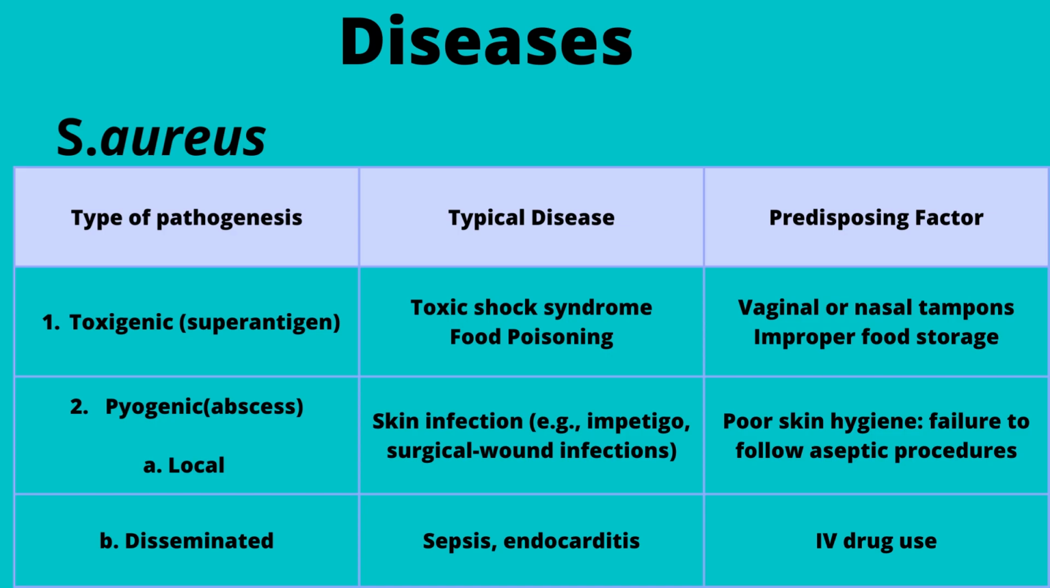In the pyogenic categories, there are further two categories, localized and disseminated. Localized infections include various skin and soft tissue infections that are impetigo, carbuncle, furuncle, and surgical site infections that are most common when there is poor skin hygiene and when there is no aseptic cover and no antibiotic cover following surgery. In disseminated infections, there can be endocarditis and sepsis that are most common in IV drug abusers.